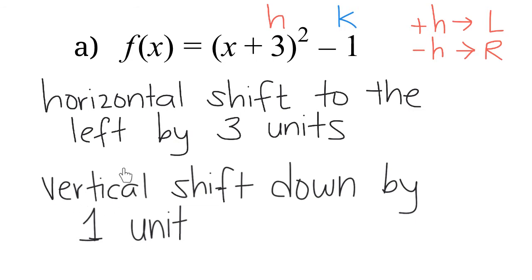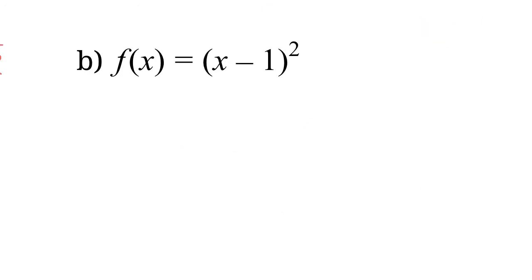Again, you must include the word vertical because vertical is what signifies whether it's going up or down. You have to use the word up or down because you need to state whether it's going up or down. And you also need to state how many units it is being shifted by. So let's take a look at our next one.